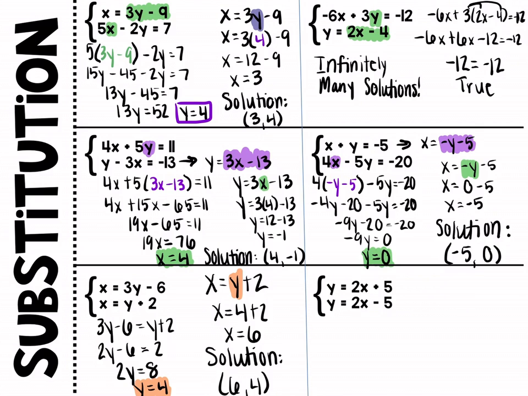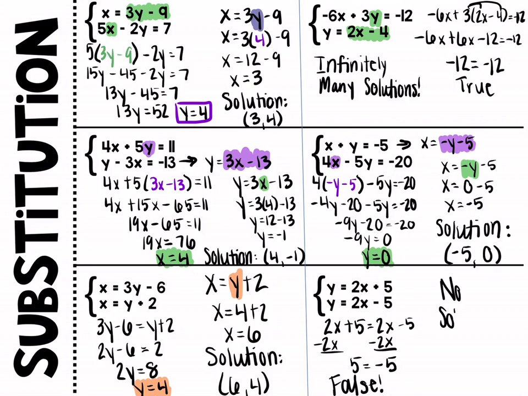Okay, so now this next one, I have y equals 2x plus 5 and y equals 2x minus 5. So I'm going to set them equal. So 2x plus 5 equals 2x minus 5. And so if you're going to solve, you would subtract 2x on both sides. So then I'm left with 5 equals negative 5. Now, is that a true or a false statement? That is a false statement. So that means that our solution is no solution. There is no solution to this system of equations.